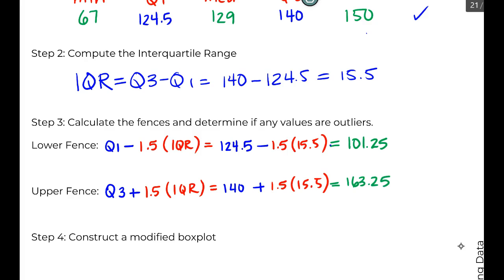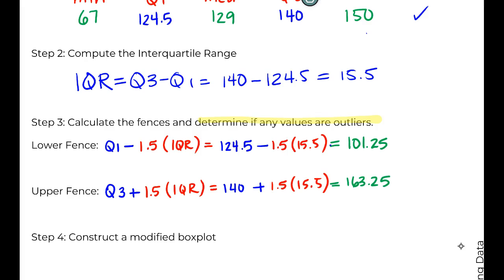So this is part of the question. A lot of students also stop here thinking they're done. But this is the other piece. I want you to tell me if anything is an outlier. So really, one way to think of this is nothing should be below the lower fence. Nothing should be above the upper fence.